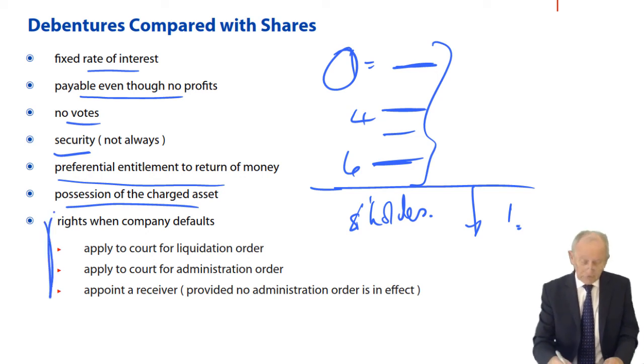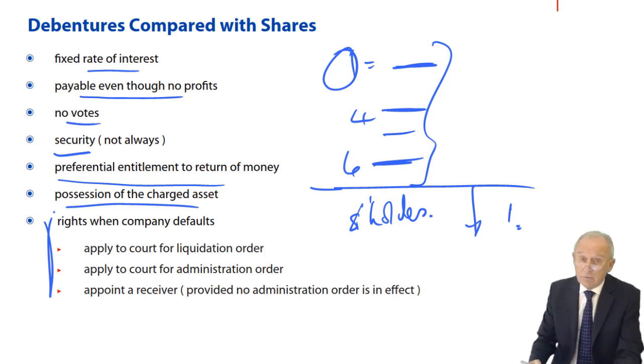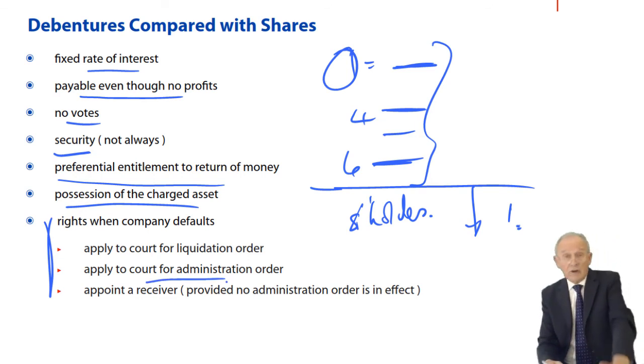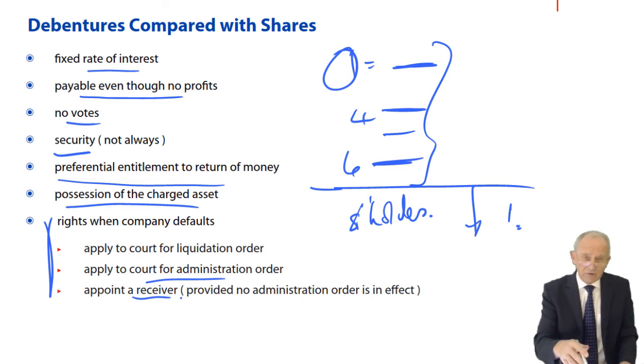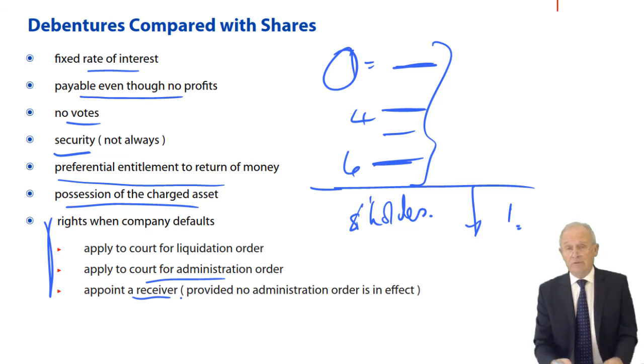And rights when the company defaults, rights that the shareholders don't have. When the company defaults and the charge crystallises, the debenture holders can apply to the court for a liquidation order. Or they may apply to the court for an administration order and ask for an administrator to be appointed. Or they themselves can appoint a receiver so long as there is no administrator or an administration order in office at the time. So those are the rights and those are the differences between debenture holders that are creditors and members that are members. Okay?